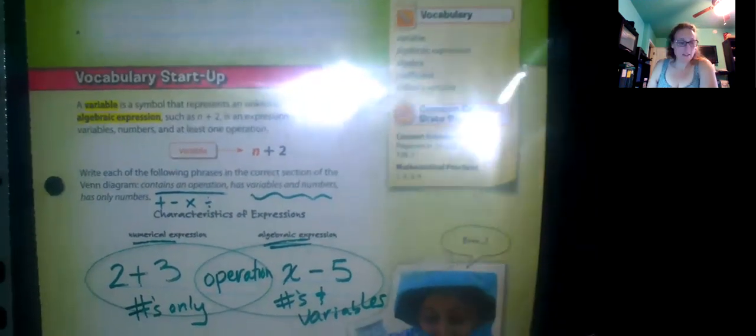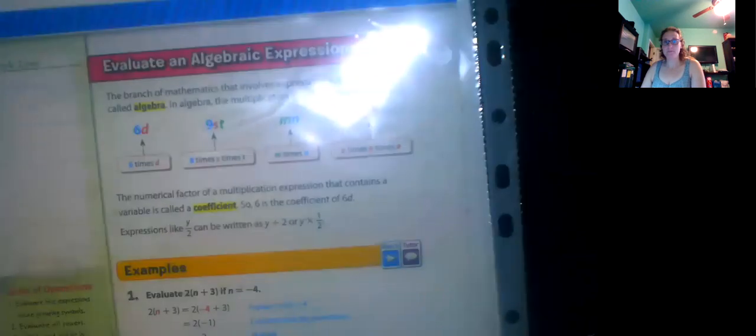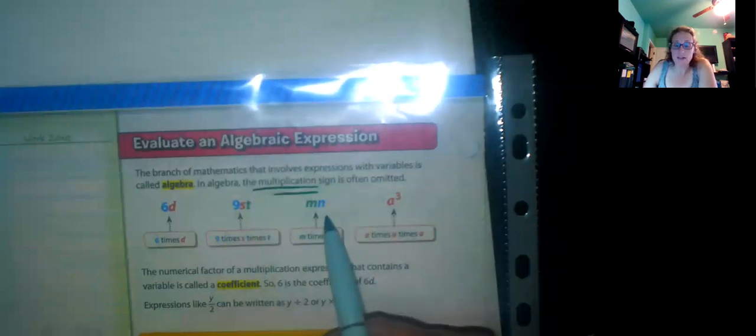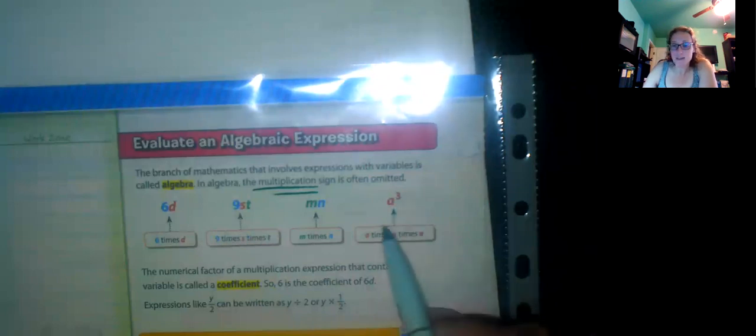All right. So let's take a look at some examples here. Okay. So remember that when there is a number and a letter together, it's telling us to multiply. So this is telling us 6 times D. Okay. If you see something like this, 9ST, it's 9 times S times T. Okay. So when they're combined like that, it's telling you multiplication. Okay. Even MN is telling us M times N. And then a cubed, remember we've talked about exponents before, this is telling us to multiply that base however many times the exponent tells you. So A times A times A. So we need 3 A's being multiplied together, okay?